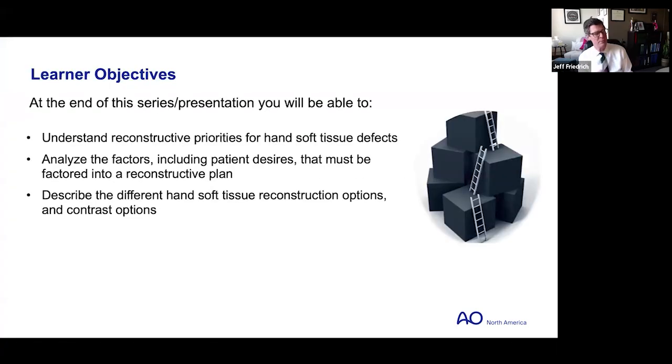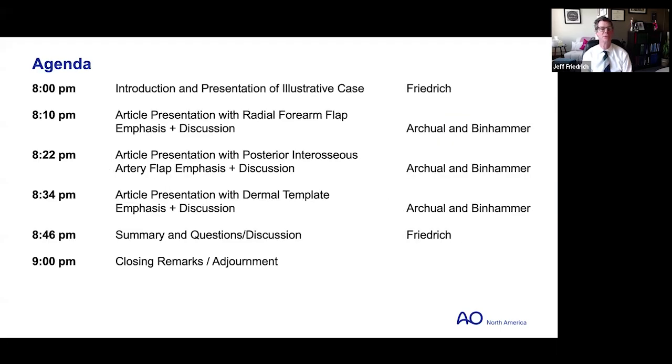These are the learner objectives that we've developed. So we hope at the end of this series, and specifically this presentation, that you'll be able to understand reconstructive priorities for hand soft tissue defects, to incorporate all of the pertinent factors, including the patient factors and patient desires that have to be synthesized into a reconstructive plan, and then describe a number of different hand soft tissue reconstructive options, and even be able to do a little bit of compare and contrast between those.